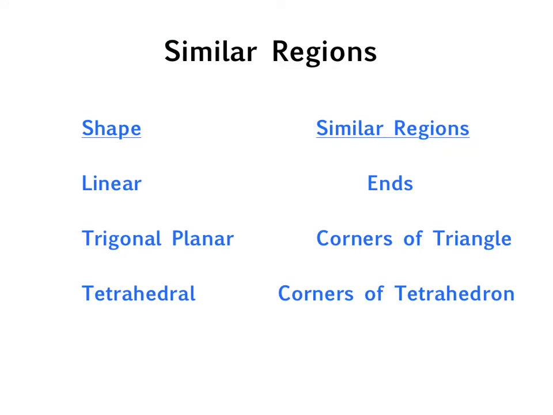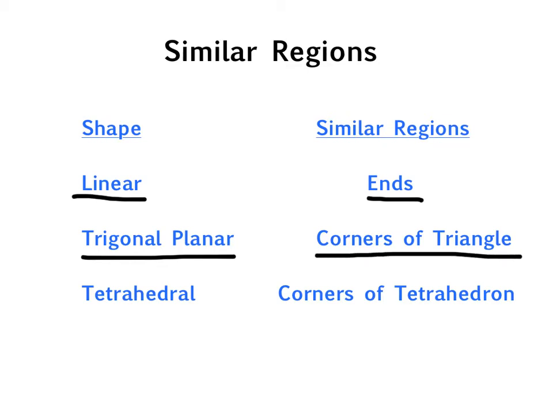So you need to make a list of these similar regions. I've listed 3 shapes right here. The first shape is linear, and so the similar regions that we're going to be looking at are the ends of the line, each end of the line. Then there's trigonal planar. Trigonal planar is, remember, a triangle, and the central atom is on the same plane, and so we're just looking at the corners of the triangle. Tetrahedral is a 4-faced figure, and so we're looking at the corners of the tetrahedron, the top and the 3 sides. Make sure you have a list of those similar regions because we're going to need them in just a minute.